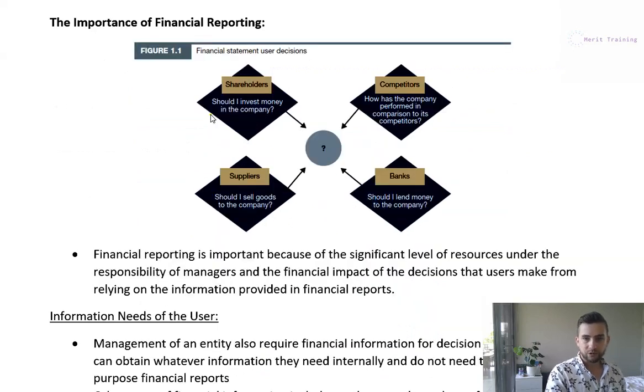So the importance of financial reporting. Financial reporting is important because of the significant level of resources under the responsibility of managers and the financial impact of the decisions that users make from relying on the information provided in financial reports.